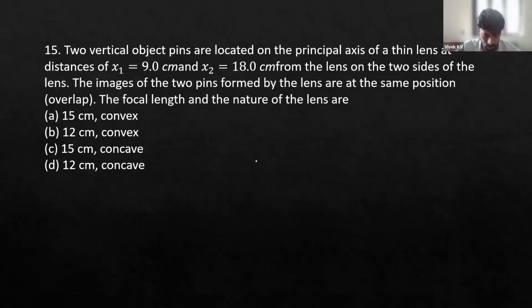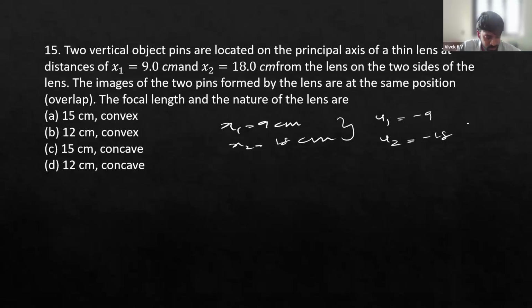Okay, so we have to find out the focal length and the nature of the lens, like what kind of lens it is, whether it is a concave or a convex lens. So how do we find out whether it is a concave or convex is by finding out focal length if it is positive and if it is negative. Okay, so we know that the object distance or the pin is at a distance of x1 equal to 9 centimeter and x2 equal to 18 centimeter, right? So according to sign convention, we actually take this is the object distance. So object distance is given by u. So according to sign convention, u1 is -9 and u2 is -18 because object distance is always considered negative.